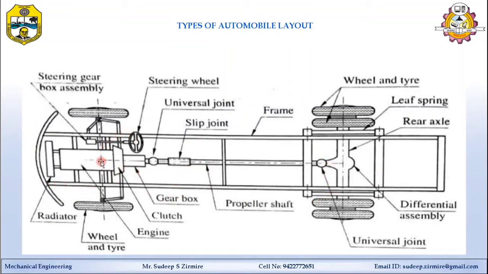This figure indicates front engine rear wheel drive. This layout is based on the types of drive arrangement given to the vehicle. This is called the chassis, having cross members connected to these two long mild steel members, and it provides housing to all the automobile components. The first point is the radiator.